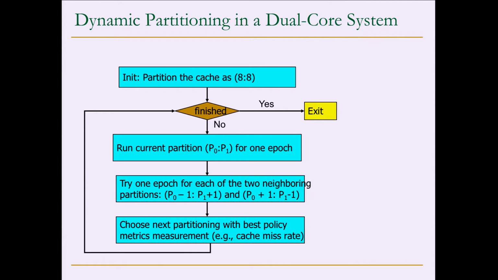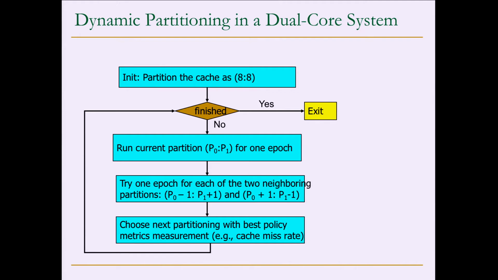In a dual-core system, how do you do dynamic partitioning? Initially, you can partition the cache as 8 colors to this and 8 colors to that. You run that current partition for one epoch time interval, you try out different partitions, and then you choose the next partitioning depending on what you see. If an application benefits from another color, you give it that color. Of course, this is not an optimal approach, and the optimal approach, again, is NP-hard. So people use heuristics for this.